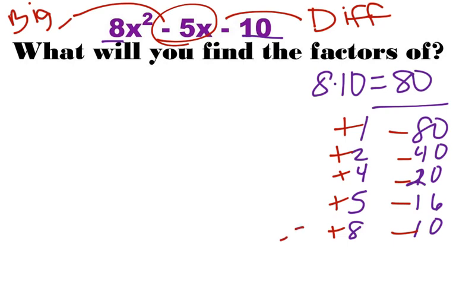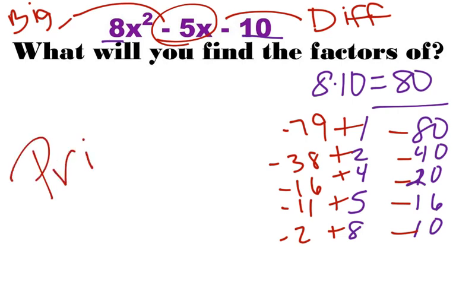Eight minus 10 equals negative 2. Negative 16 and 5 gives you negative 11. We have negative 79, negative 38, and negative 16. So, which ones equal negative 5? None of them. So what do we write? Prime.